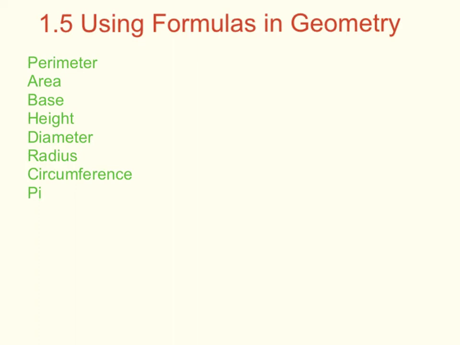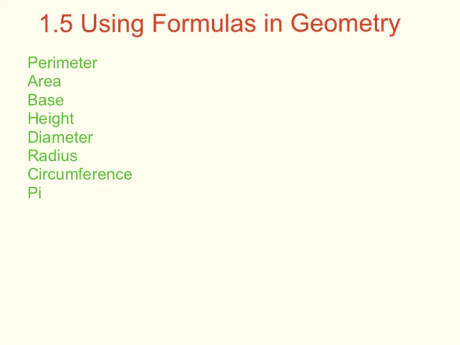Before we do anything with this chapter, I've written down a bunch of vocab words. Here's the great news. I'm not going to have you define them. You don't need to write them down. This is all review from elementary school. Most of you have probably done this back in 5th, 6th, 7th grade. So this is review. You don't have to look over it, but it has to deal with perimeter and area, base and height, the diameter, radius, circumference, and pi.